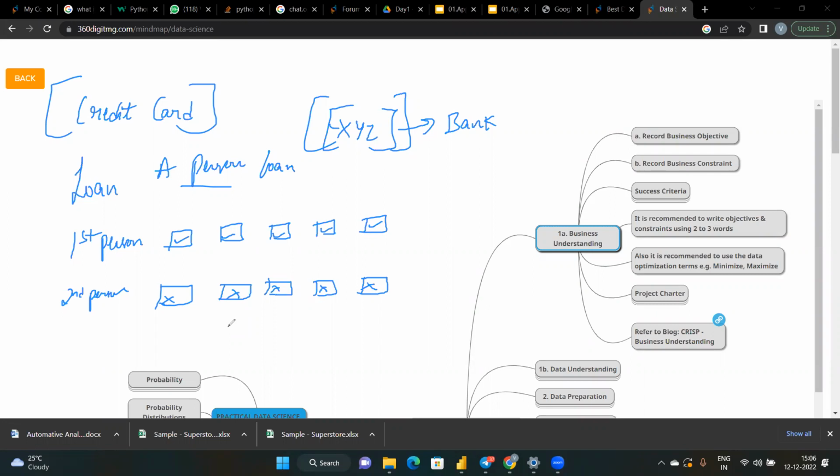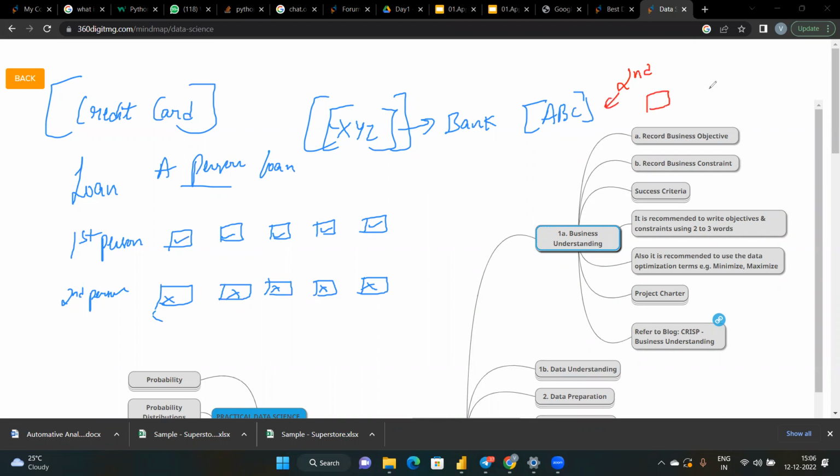So what will happen? Let me say the second person took a loan from XYZ bank. Again, he'll go to another bank, let me call it ABC. Only XYZ bank knows this second person took a loan and hasn't repaid it. ABC bank doesn't know. He's asking for a loan, so let us give it to him also. Again, the second person takes a loan from ABC bank.